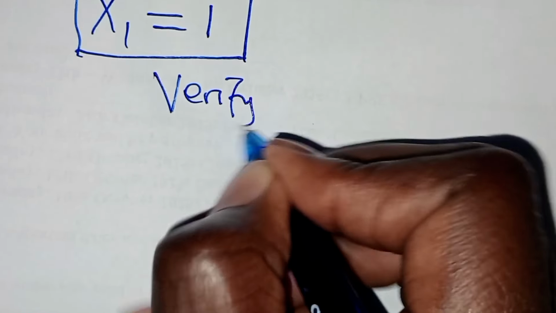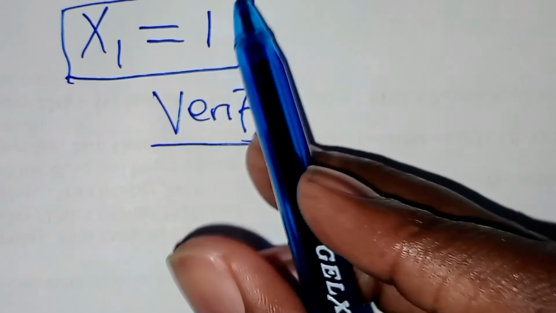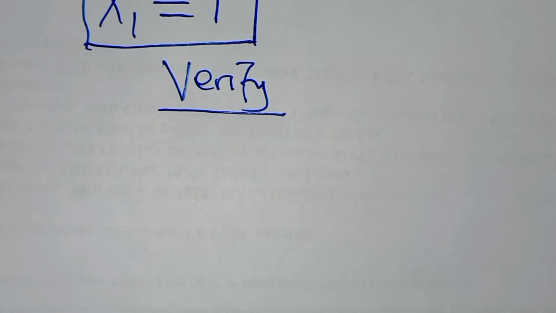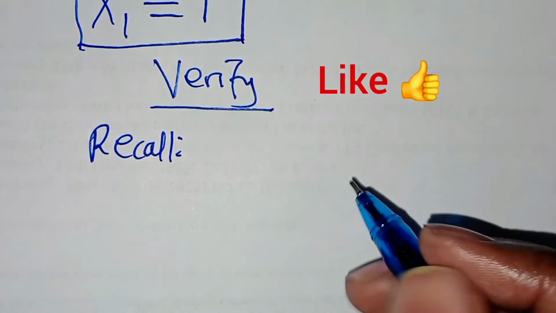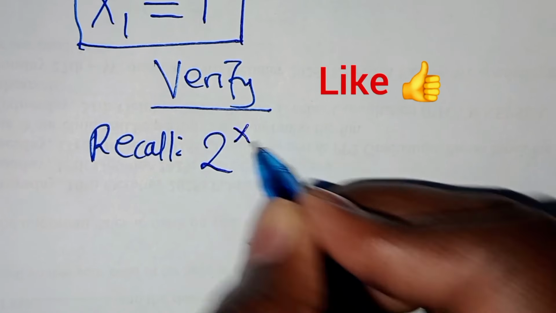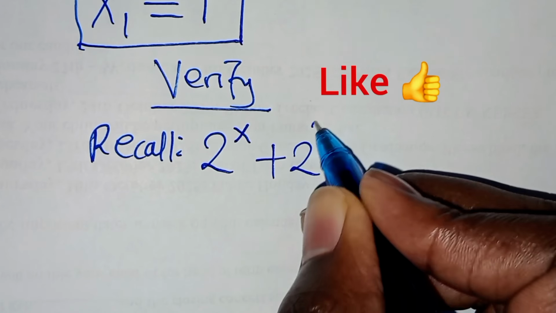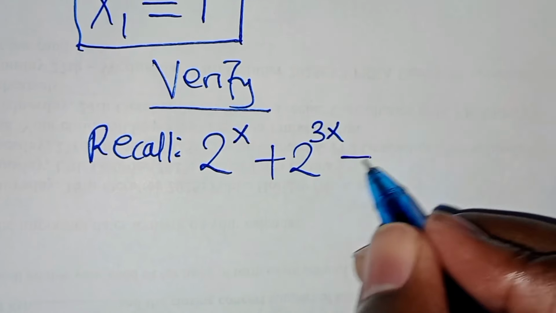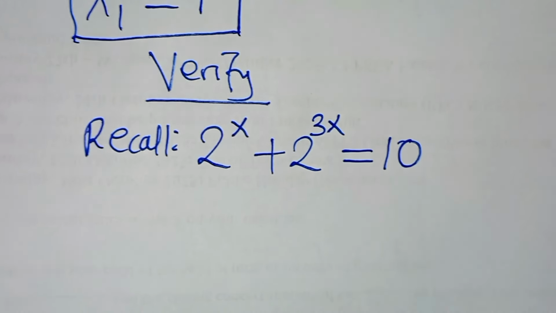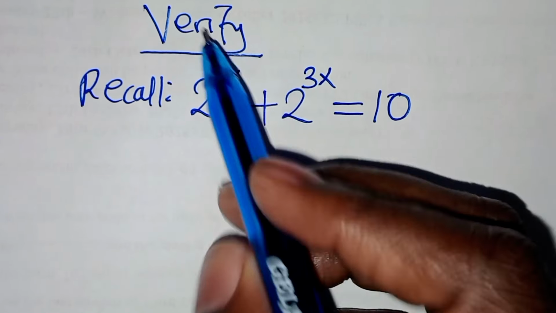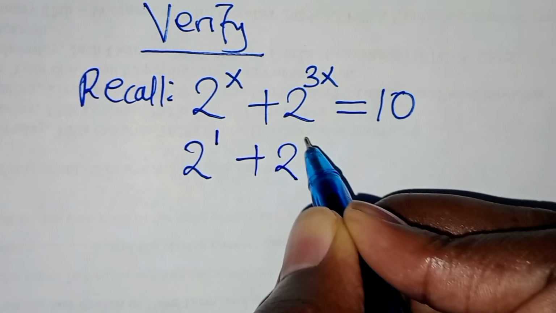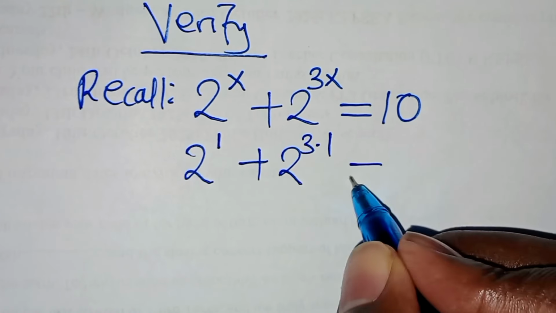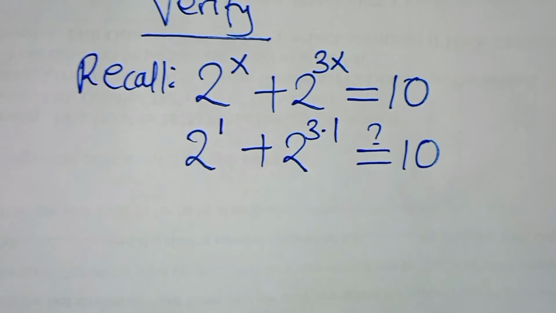So from here, let's verify that x1 equal to 1 satisfies the equation. So if you recall from here, 2 to the power of x plus 2 to the power of 3x is supposed to give us a value of 10. So substituting x, which is 1, this implies 2 to the power of 1 plus 2 to the power of 3 times 1. This is supposed to give us a value of 10.